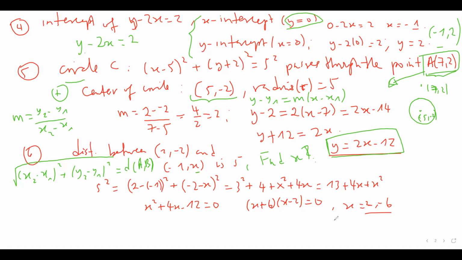So basically the distance between A and B, these 2 points, is 5 squared, and then we can use this formula here. It's (2 minus -1) squared plus (-2 minus x) squared. If you solve for this, you get 3 squared plus 4 plus x squared plus 4x. And this is 13 plus 4x plus x squared. So now 5 squared is equal to 13 plus 4x plus x squared. So you can take x to the other side, and then you can take 5 squared to the other side, and then you get x squared plus 4x minus 12 is 0. And this will give you x is equal to 2 and -6.